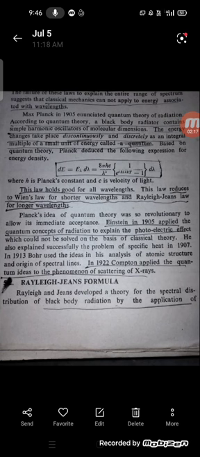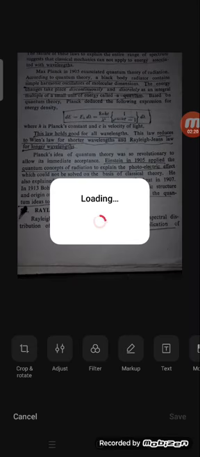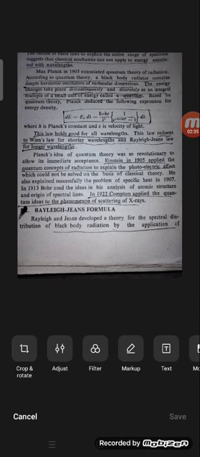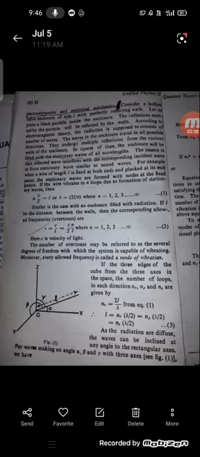Then the next important theorem in unit 3 is the Rayleigh-Jeans law. He developed the theory for the spectral distribution of black body radiation by the application of electrodynamics and statistical mechanics. So the Rayleigh-Jeans law uses electrodynamics and statistical mechanics for the explanation of the distribution of black body radiation.